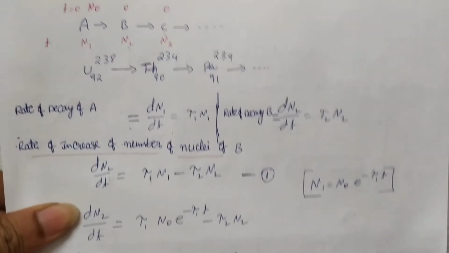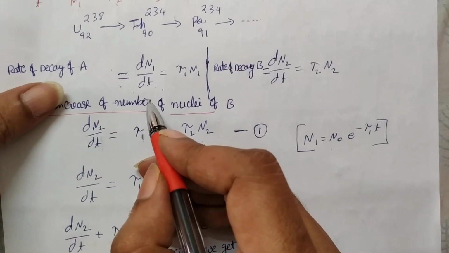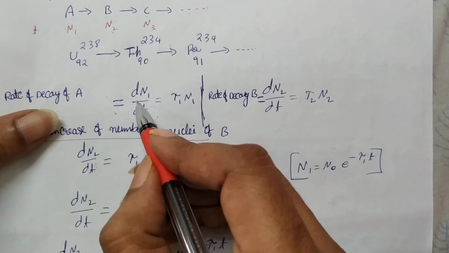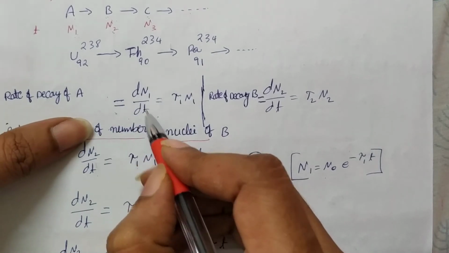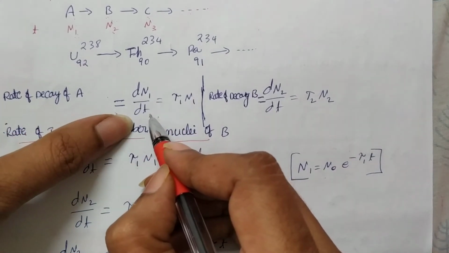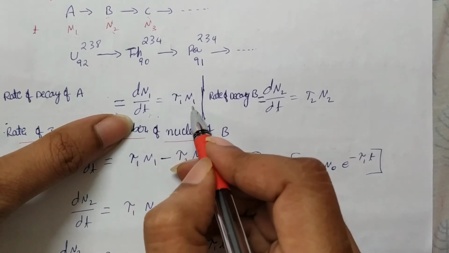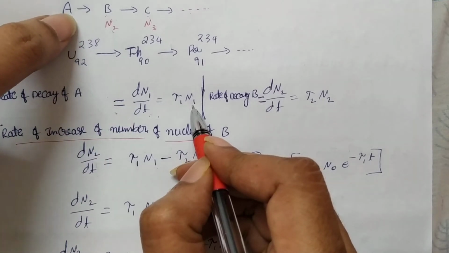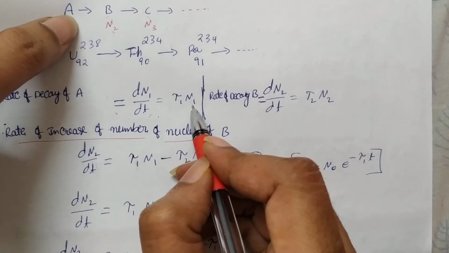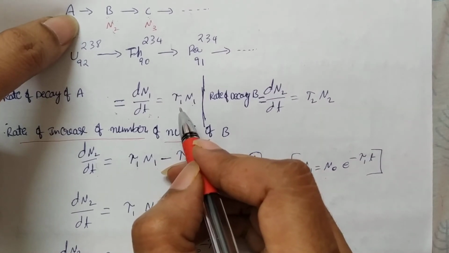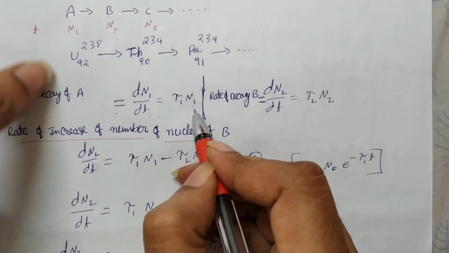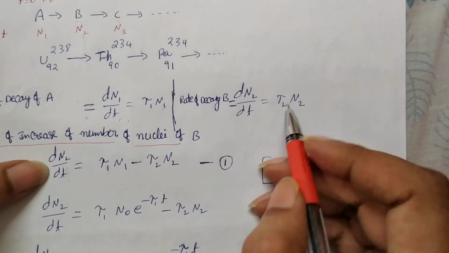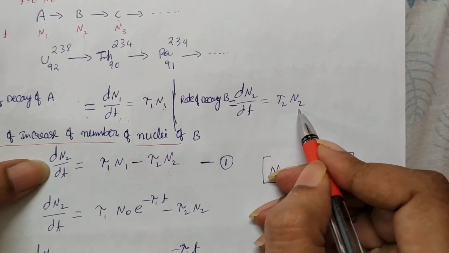We'll see the rate of decay of A, how many nuclei are converting from A to B, that is dN1 by dt at any instant. That is what you call activity. So activity is lambda N, that is lambda 1 N1, because this is for the first material A, which has a disintegration constant lambda 1, and the number of nuclei at any instant is N1. Similarly, how many nuclei are converted from B to C within 1 second? That is lambda 2 N2.